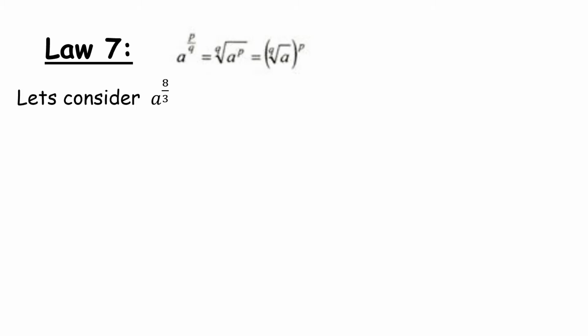So let's consider a to the power of 8 over 3. If I take 8 over 3, that is the same as 8 by a third or a third by 8. We can do this because multiplication is commutative, which means that it doesn't matter which order that we do it in. And we're going to use both of these as we work through.